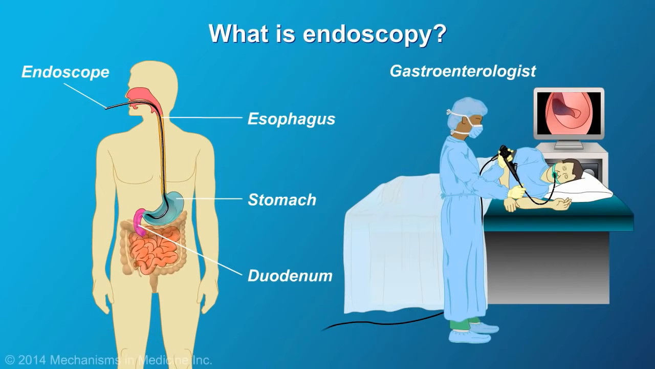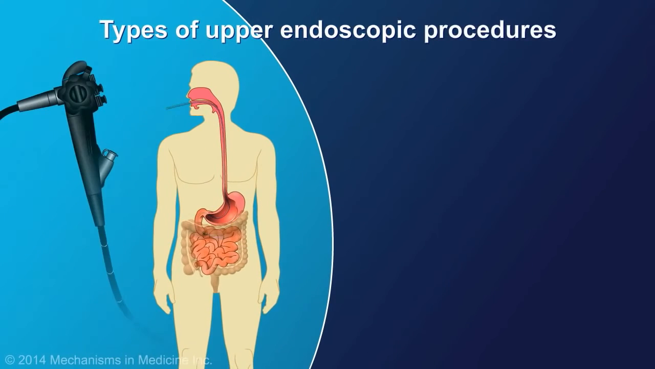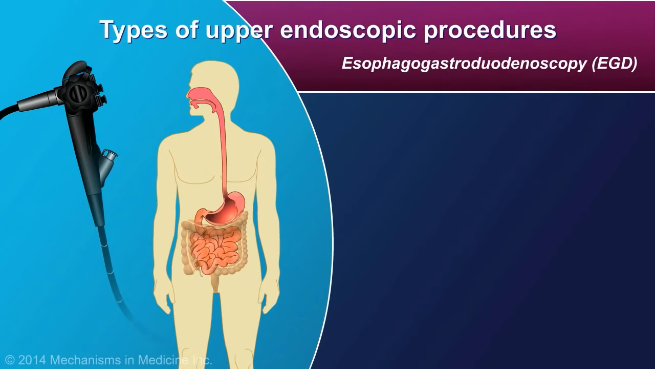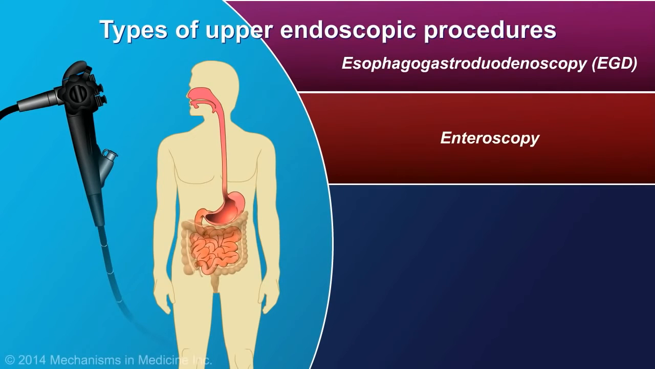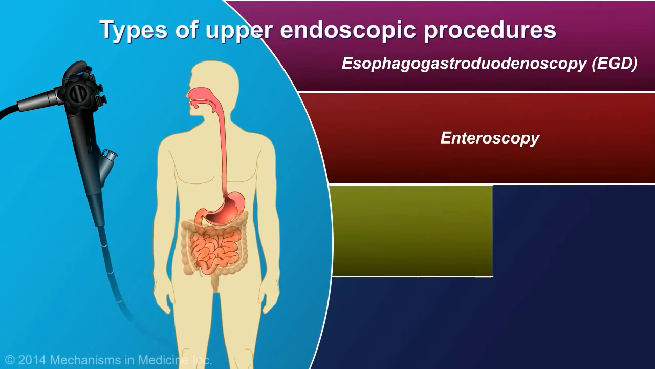Gastroenterologists use endoscopy to view the inside of a patient's body and may employ a variety of endoscopic procedures. Depending on what is being examined, several other types of endoscopic procedures can be used. Esophagogastroduodenoscopy, or EGD, is used to examine the lining of the esophagus, stomach, and duodenum. Enteroscopy is used to examine deeper into the small bowel and is useful when other imaging techniques have shown an abnormal finding that can't be reached using EGD or colonoscopy.